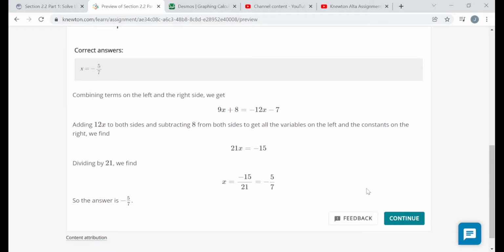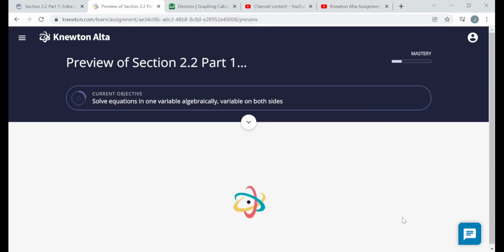But it's all the same steps, really. Get all the terms with the variable to one side, terms without the variable to the other side, and make sure you end up with a coefficient of 1 on your variable, and then of course check your solution back in the original equation. Make sure it works.